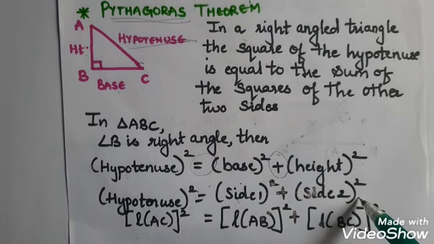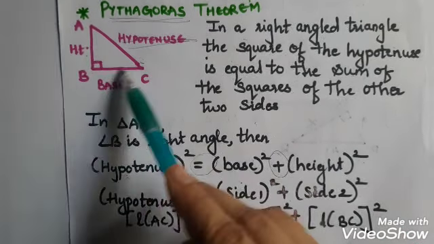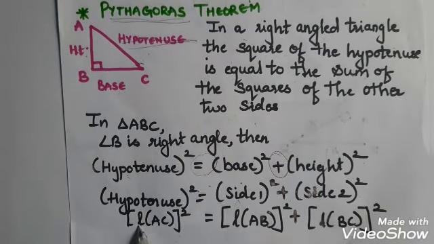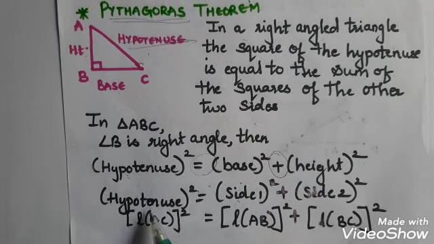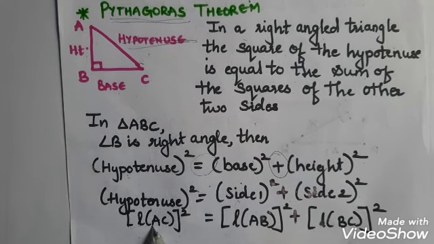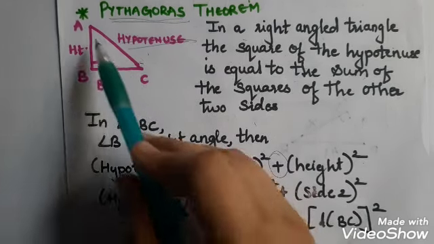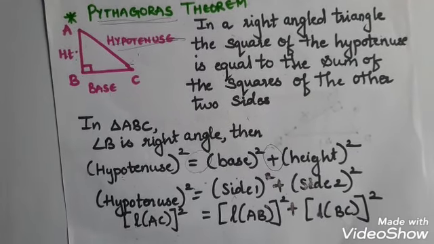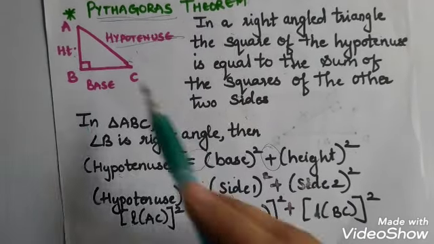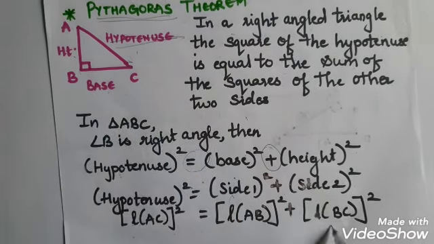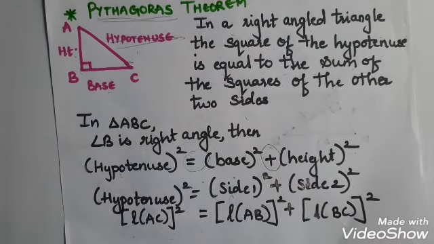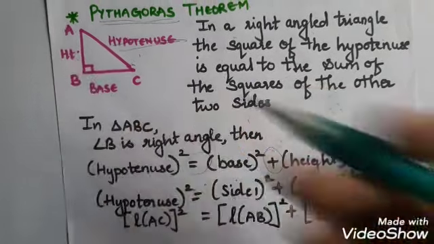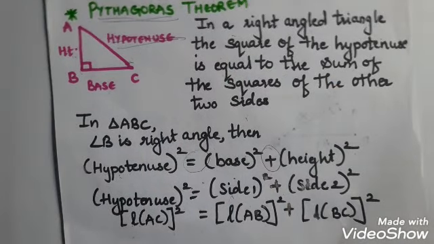So, in triangle ABC, the hypotenuse is AC. I open a round bracket and write length AC, close the bracket and put the square. So, length of AC square is equal to length of AB square plus length of BC square. Side 1 and side 2 can be anything. Either this can be your side 1 or this can be your side 1. Whichever you want can be your side 1 and side 2.